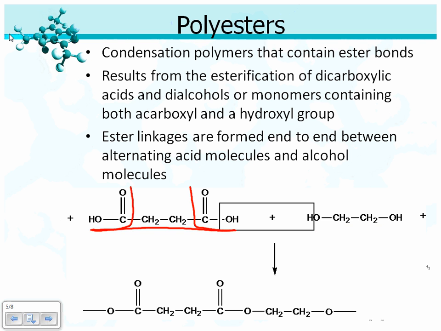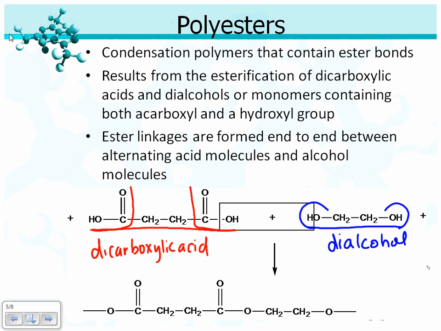Actually, I'll color code this a little bit for you. And I'll do this in blue. Okay. This is a dialcohol. So you can see I've got two OH groups on here. So here's a dialcohol, and this is a dicarboxylic acid.